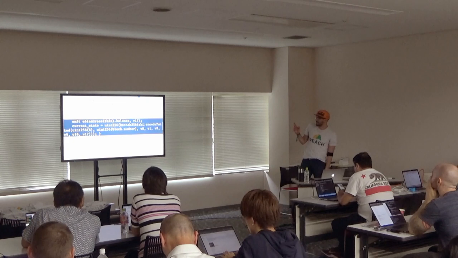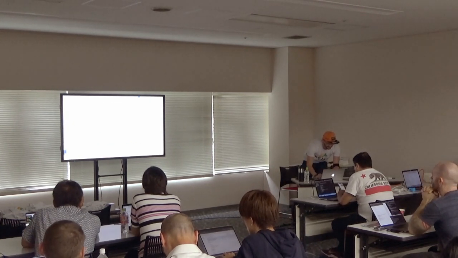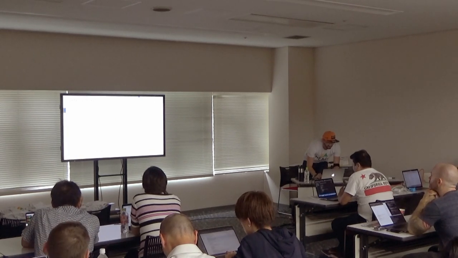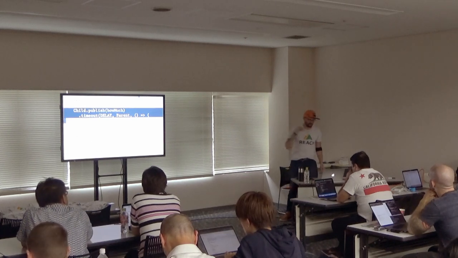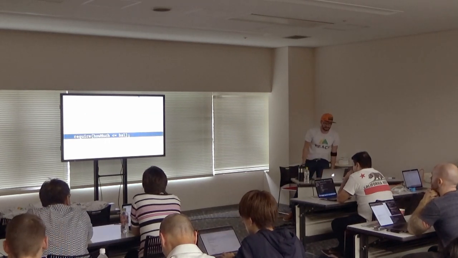So what this message is, this event number 6, is the 6th thing in our program, which is this step right here, this publication right here. When the child says, here's how much I want, then we go to the contract and we require that how much is that.